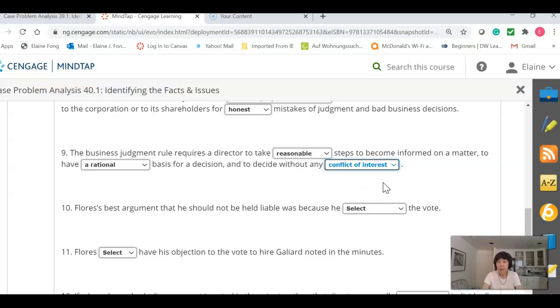The answer is conflict of interest, right? So these two questions, 8 and 9, encapsulate what is meant by the business judgment rule. All right, let's look at numbers 10 and 11.